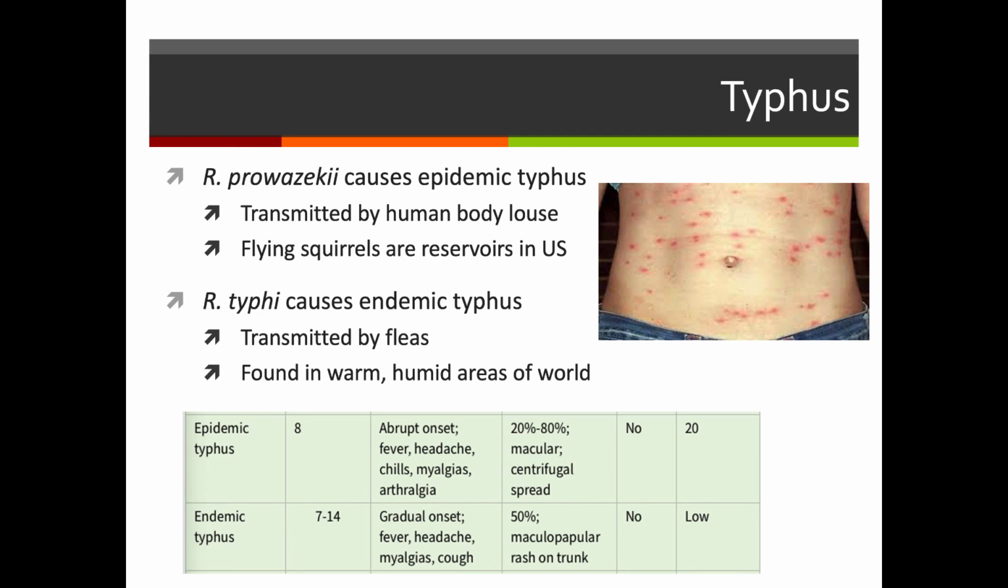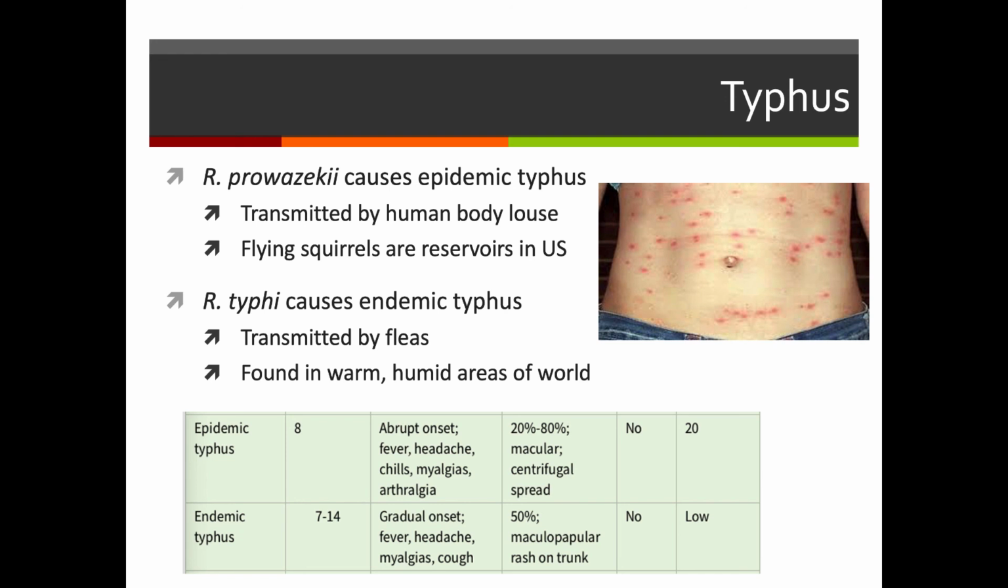I know it's a really broad range. It'll be a flat rash, so not raised. And it has a centrifugal spread. So we talked about centripetal spread, where it starts on the extremities and moves towards the trunk. A centrifugal spread starts at the trunk and moves towards the extremities. It is not associated with the development of an eschar, and it has approximately 20% mortality if left untreated.